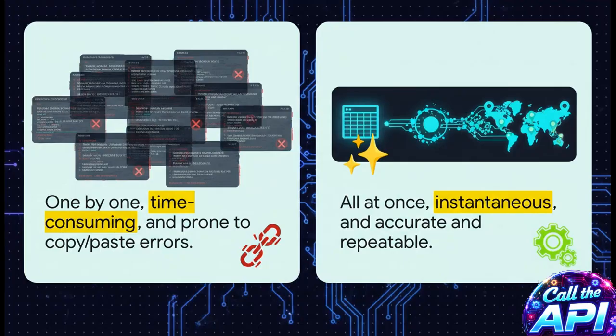Now, you might be thinking, why bother? Well, doing this manually, it's just brutal. You'd have to look up each address one by one. It's slow, it's boring, and it's a perfect recipe for typos and errors. With the automation we're building, we do it all at once. It's instantaneous, and it's accurate every single time. Honestly, it's a total game changer.